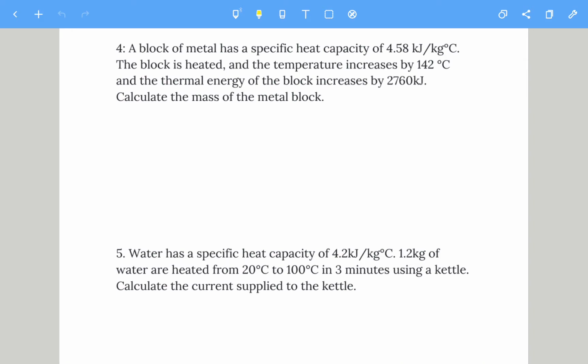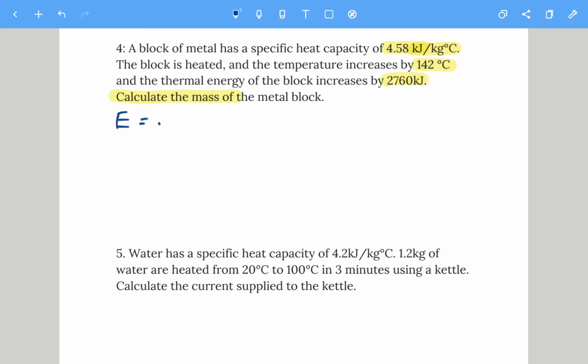So a block of metal has a specific heat capacity of 4.58 kilojoules per kilogram per degree. The block is heated and the temperature increases by 142 degrees Celsius. And the thermal energy of the block increases by 2,760 kilojoules. And we're going to calculate the mass.